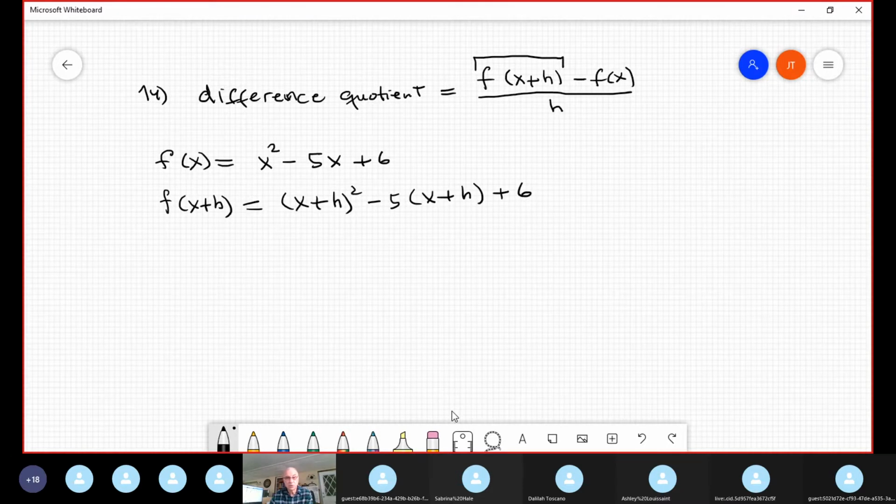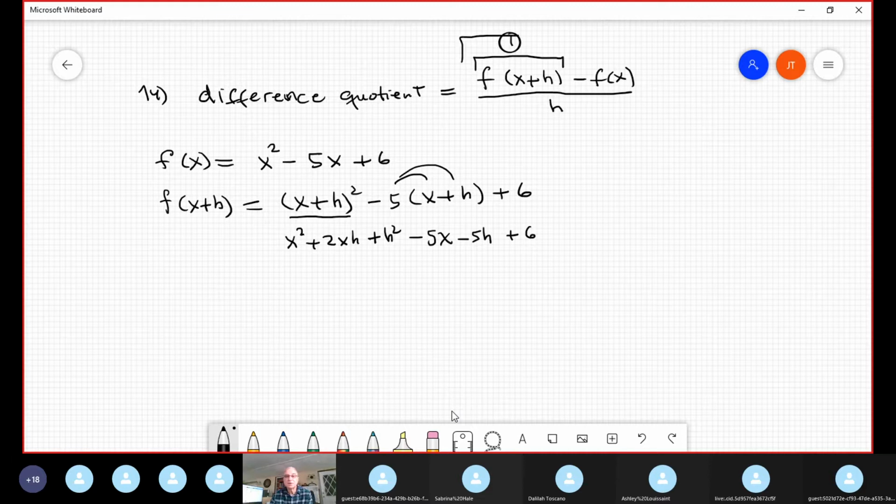Leave it like that? No. Some algebra. FOIL. X squared plus twice xh plus h squared. FOIL that part. Now apply the distributive property: minus 5x minus 5h plus 6.